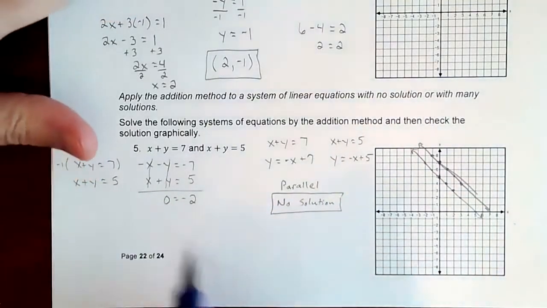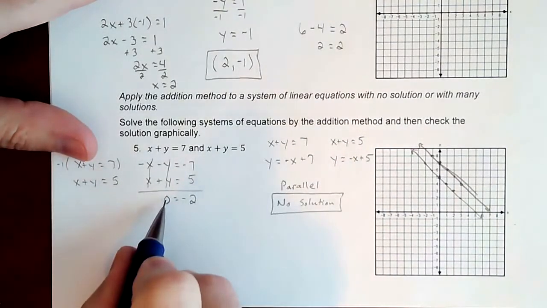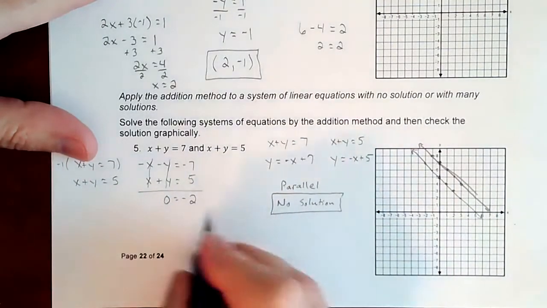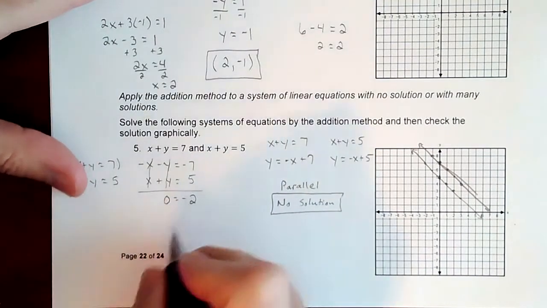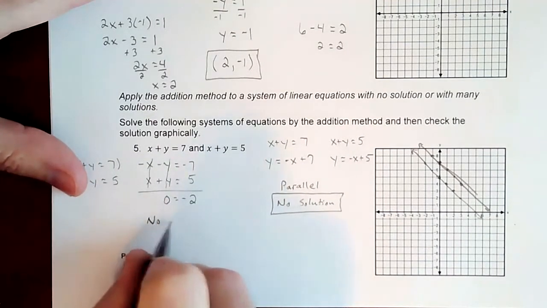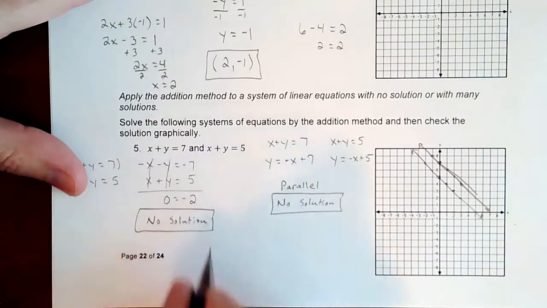So how do I recognize that over here? Because I don't want to graph it every single time. As soon as I lose my variables, it doesn't guarantee that it's parallel with no solution. But does 0 equal -2? If the answer is no, then it's no solution. Because there is one other situation. Okay, so you have another special case.